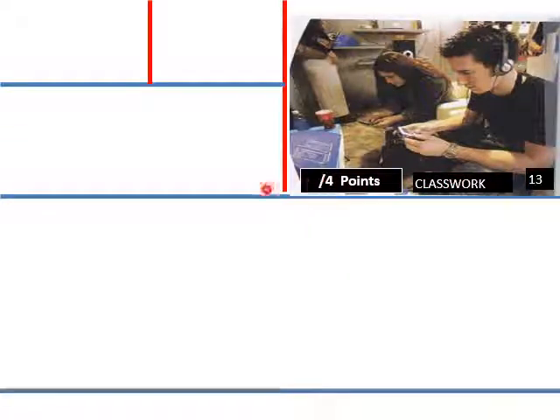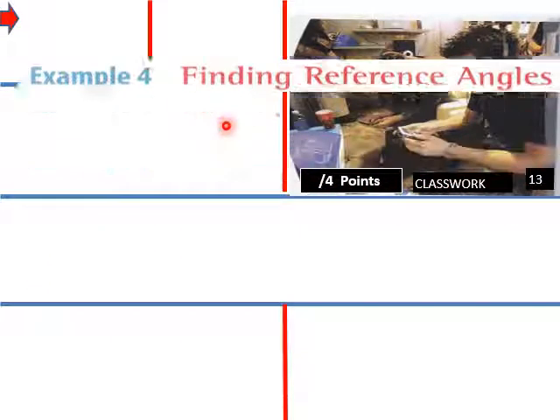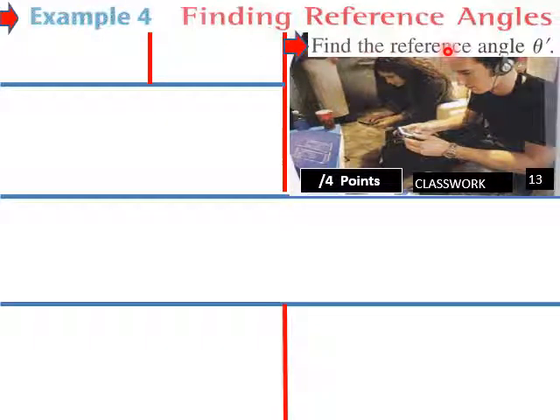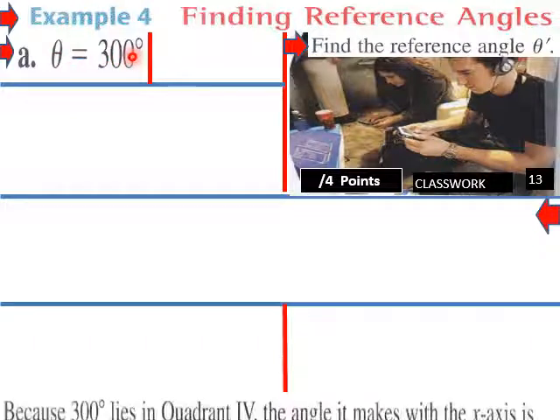Okay, so getting on here to page 13 of your classwork sheet today. Finding reference angles. Find a reference angle theta prime. This little tick mark means prime, theta prime, meaning it's different than theta. It's one up from theta. So let's find a reference angle when our angle is 300 degrees.